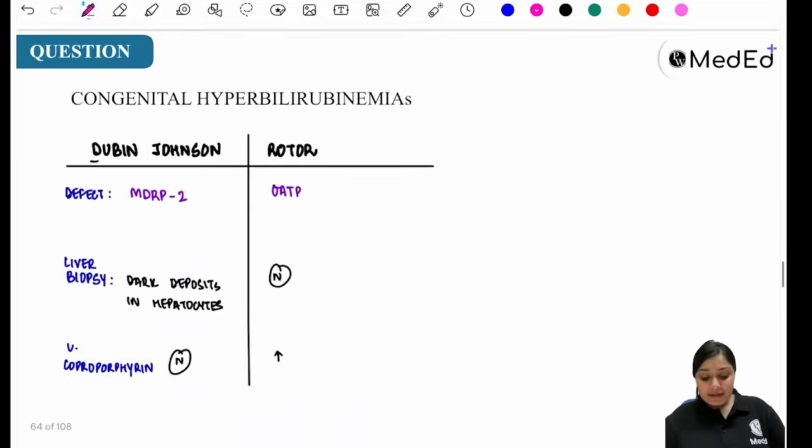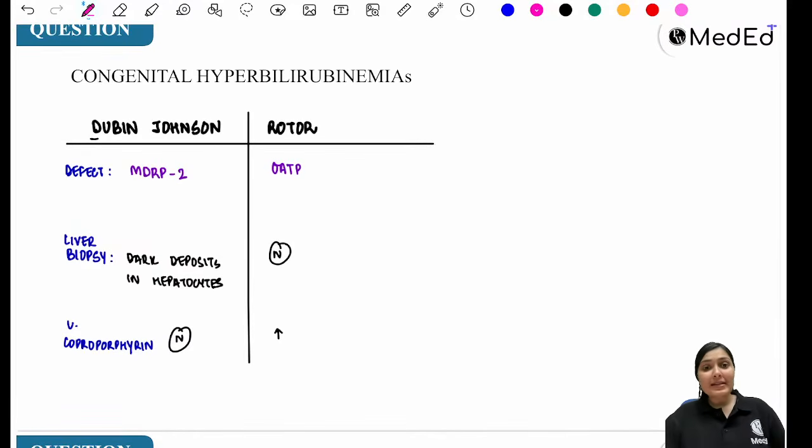With that, let's also revise our Dubin-Johnson and Rotor syndrome. These are congenital conjugated hyperbilirubinemias. The defect in Dubin-Johnson is in the MRP2 protein, and here the liver biopsy shows dark deposits in the hepatocytes. Coproporphyrin levels are normal. On the other hand, Rotor syndrome has an OATP, that is organic anion transport protein defect, and the liver biopsy is normal. Urine coproporphyrin levels have increased. So this is all about congenital hyperbilirubinemias that you need to know.